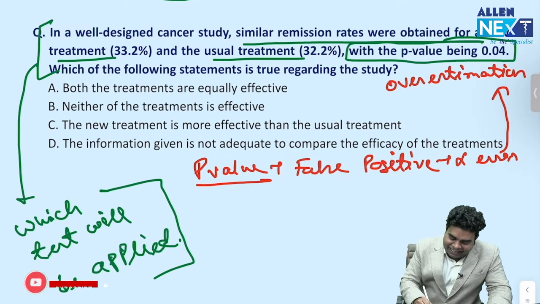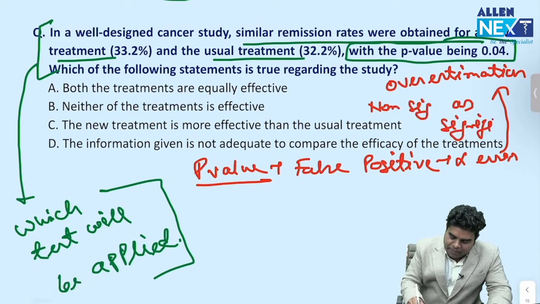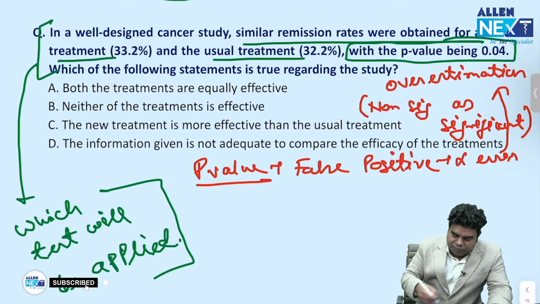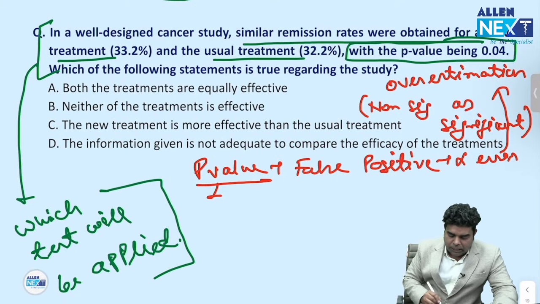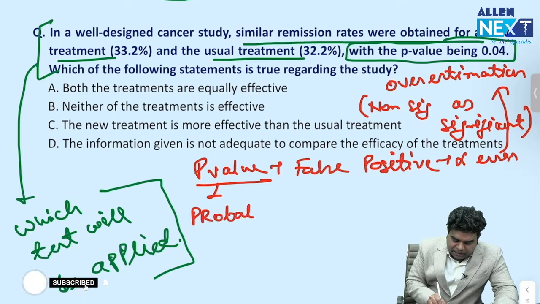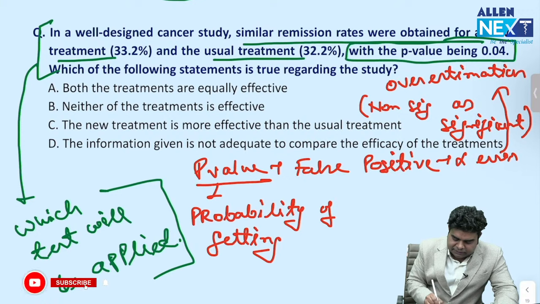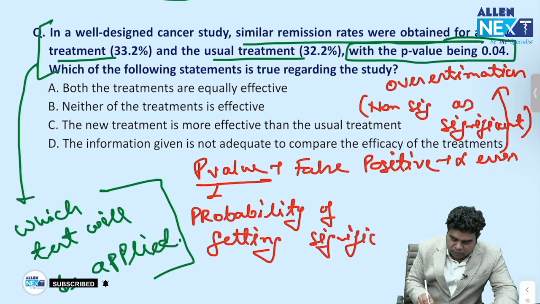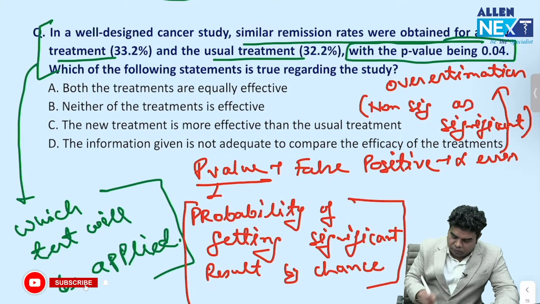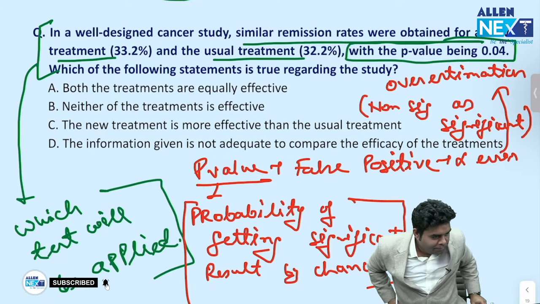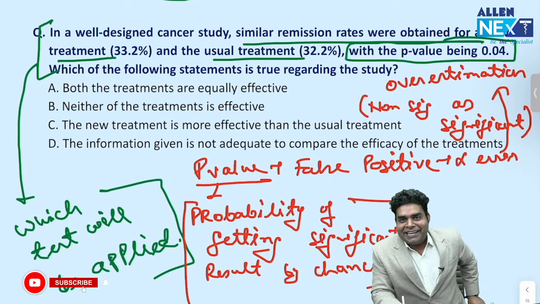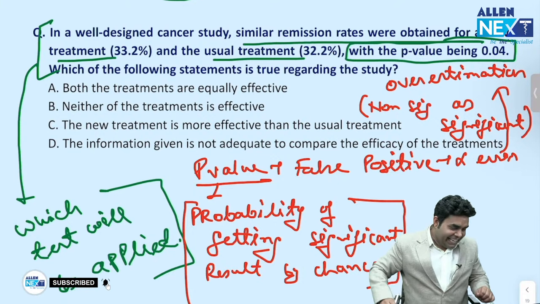trying to act overly smart. So it is non-significant as significant. That is alpha error. And if you go to the definition, p-value is the probability of getting significant result by chance. Significant result by chance. So let me explain these two things with a very simple clinical example of a Coronil study by Baba Ramdev, my favorite character.